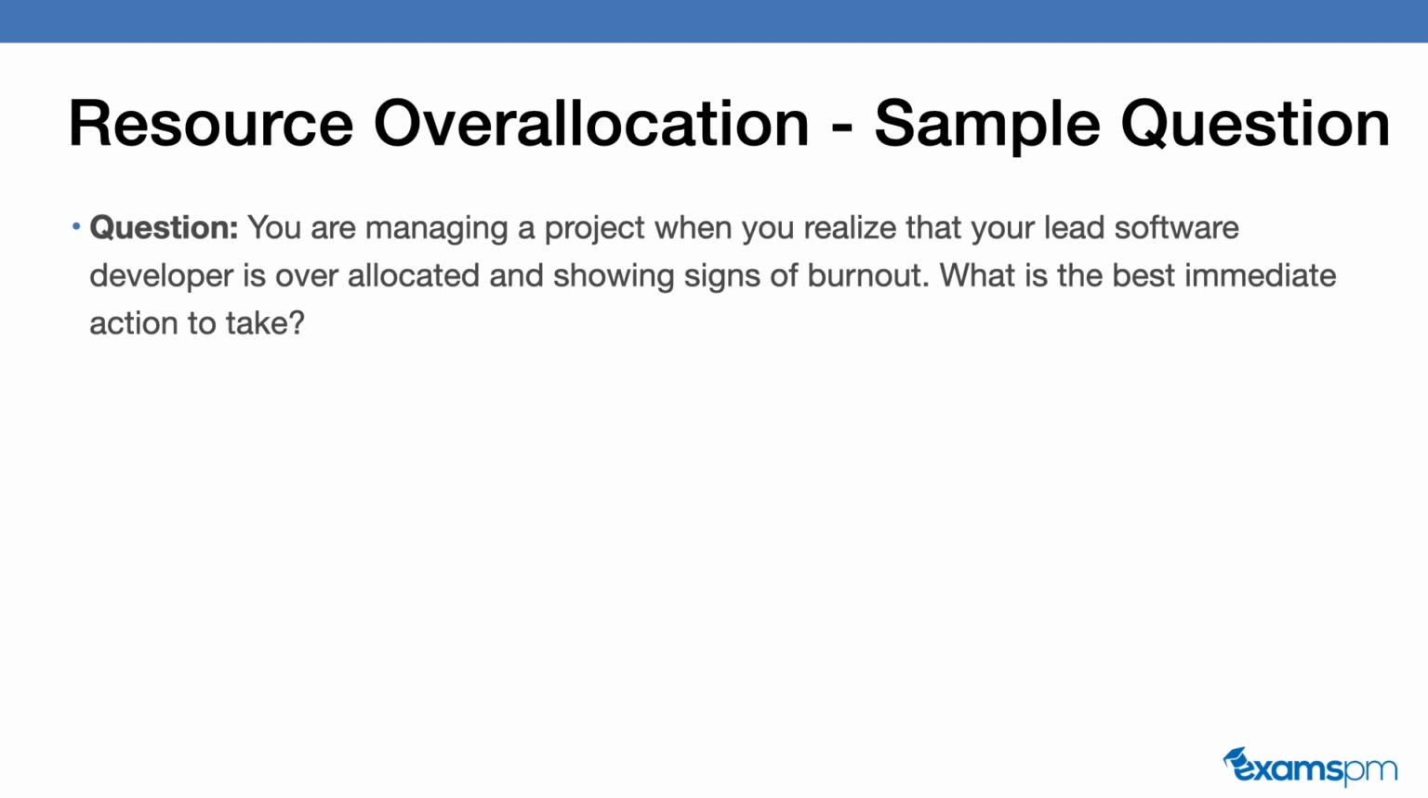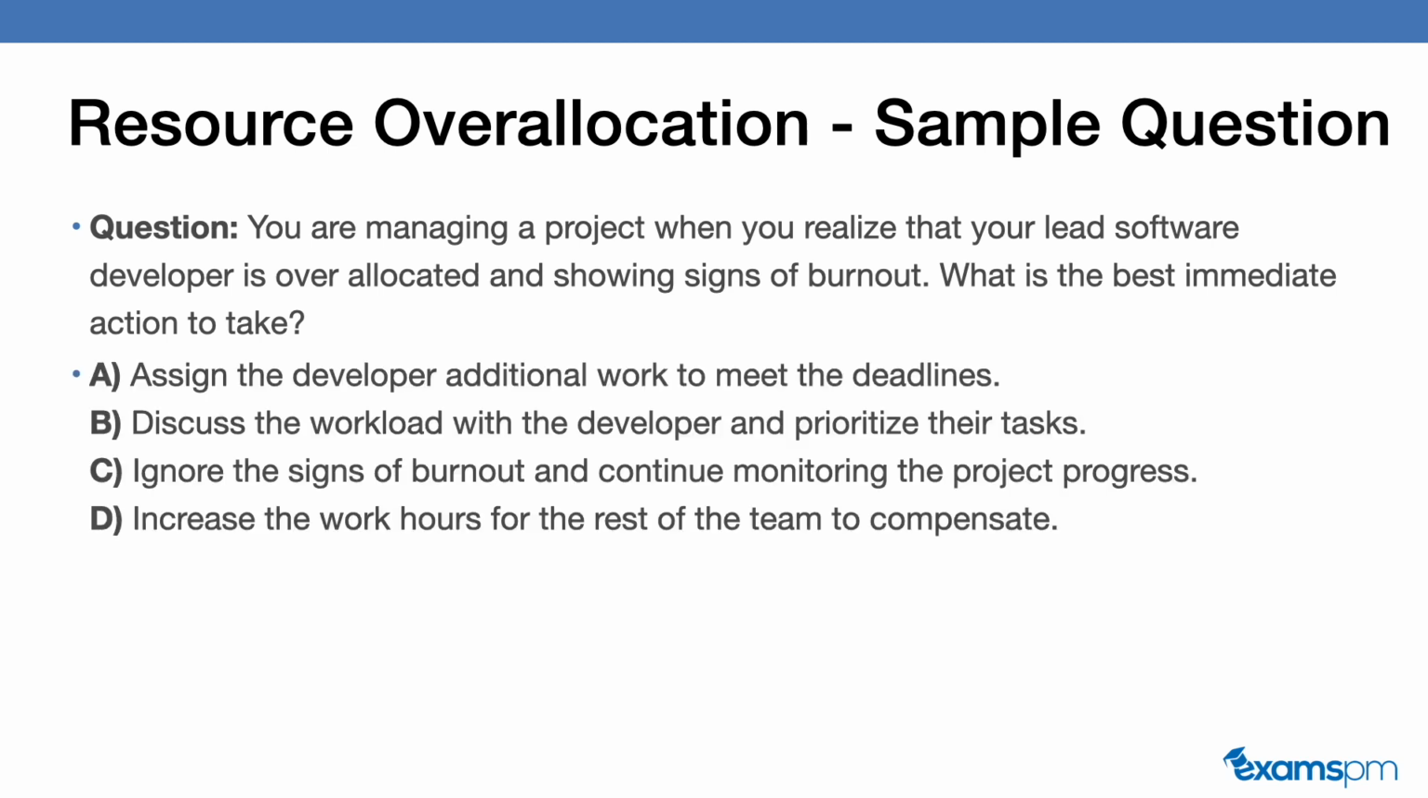Now let's take a look at a sample question that you may get around resource over allocation here. So the question is, you are managing a project when you realize that your lead software developer is over allocated and showing signs of burnout. What is the best immediate action to take? And you will see this question a lot on your PMP exam. What is the next best step, or what is the best step to take?